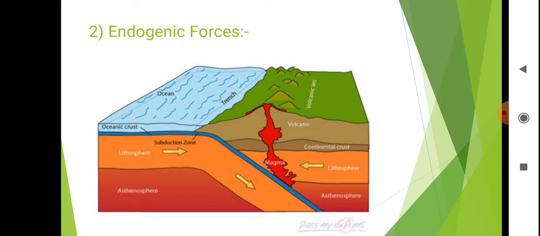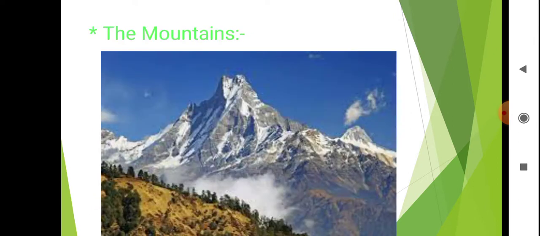So these two forces, exogenic force and endogenic force, are constantly changing the earth. The change in surface is due to these two important processes, exogenic force and endogenic force. Understood? Next point, the mountain. A mountain is a mass of land considerably higher than the surrounding areas.